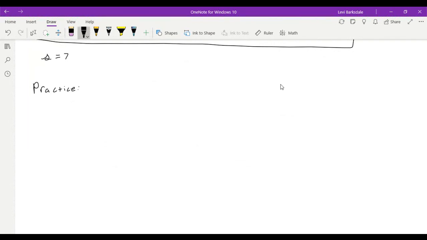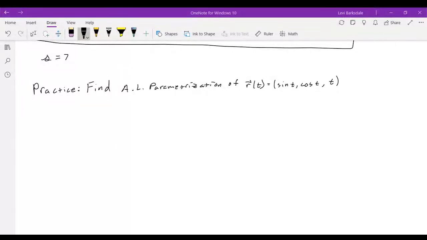If you don't have any questions, though, here's a practice problem. It's not quite as algebra heavy as the last one. In fact, I tried to make it considerably less algebra heavy. So find the arc length parametrization of this function r of t is equal to sine t, cosine t, t, this helix. And I'll give you a couple of minutes to work on that really quick.